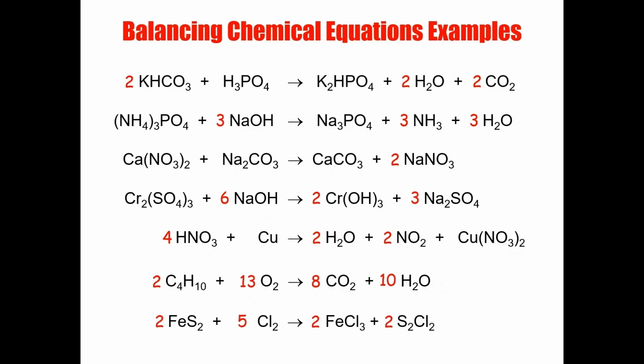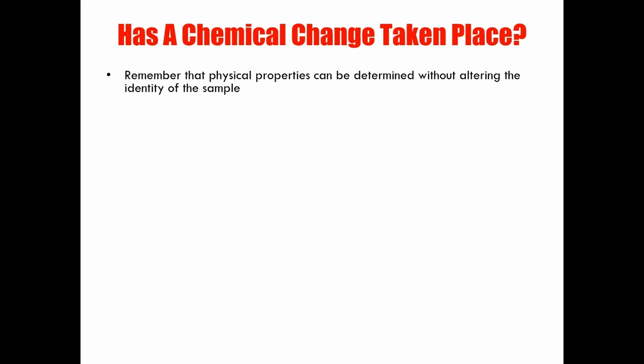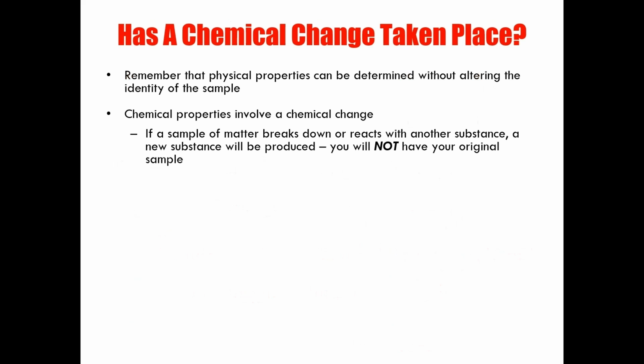And that concludes the examples for balancing chemical equations. Has a chemical change taken place? One of the greatest obstacles students face in a laboratory setting is identifying if a physical change or a chemical change has occurred. Remember that physical properties can be determined without altering the identity of a sample. However, chemical properties involve a chemical change. The only way you can identify chemical properties is after a reaction has occurred.